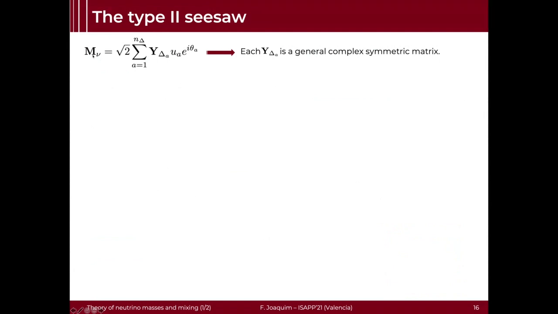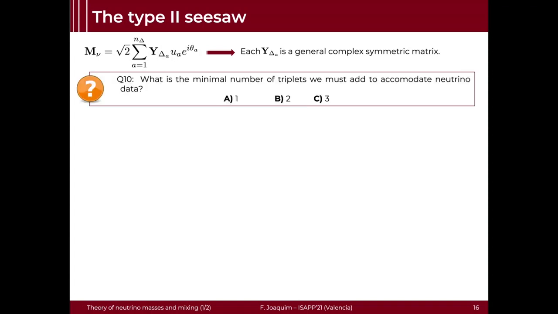So I've told you that the neutrino mass matrix is just a sum of the several contributions coming from each of the triplets. But now the question is, what is the minimal number of triplets that we must add to accommodate neutrino masses? So let me stop this one. So A, B, and C.